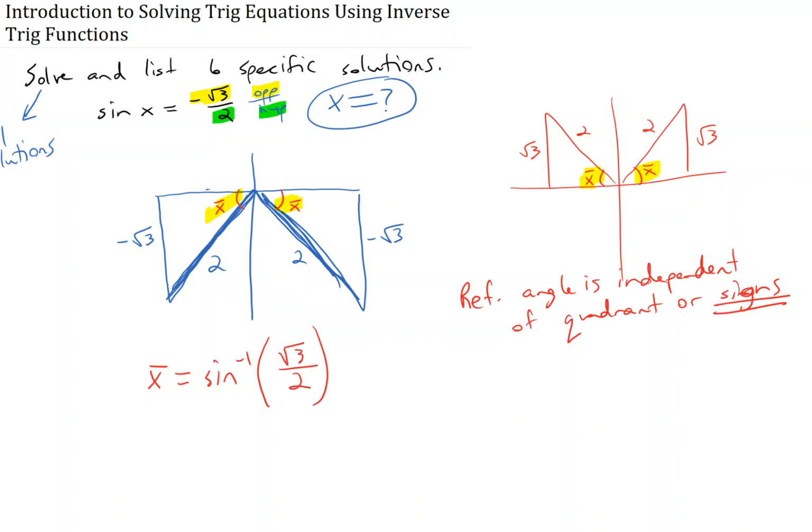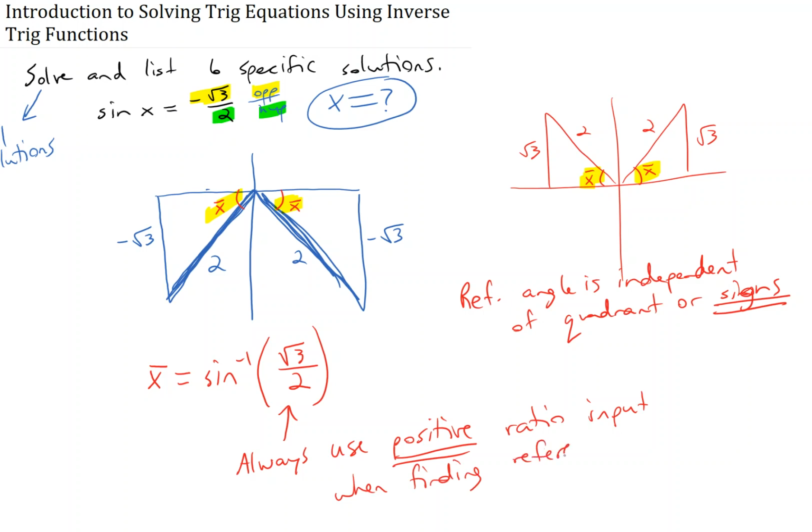Now notice that when you find your reference angle, this is maybe the most important aspect of this introductory video, always use the positive ratio input when finding reference angles. Okay? Because reference angles are independent of the signs. It doesn't matter what quadrant you're in, it's still the same angle measurement.